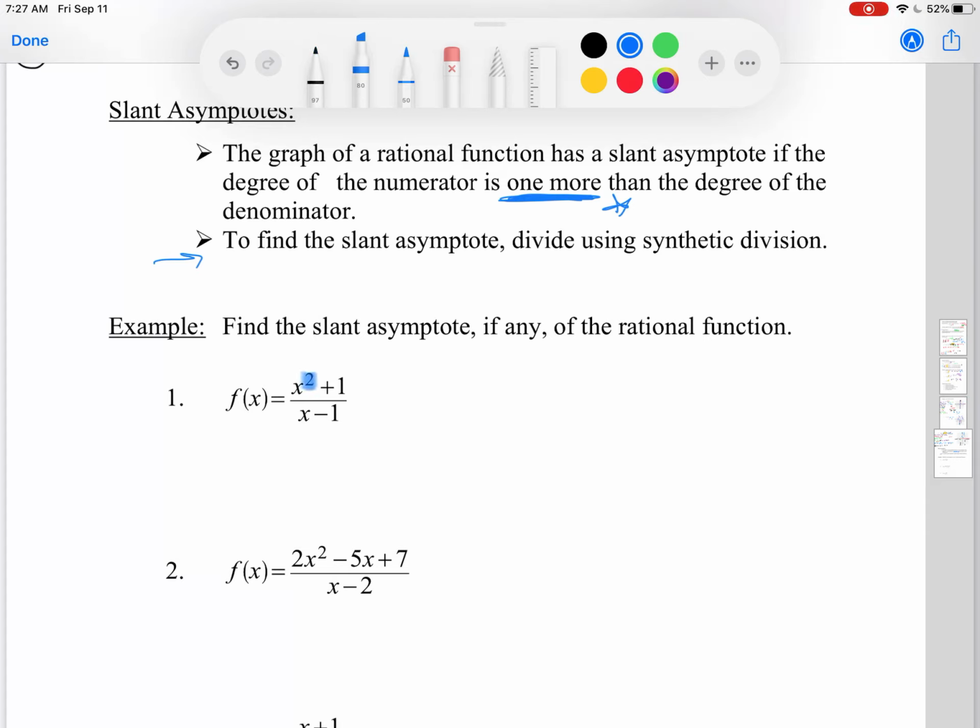So when I get started on question 1, I'm going to check the exponents. So I have a 2 up top and a 1 down below. If that were to actually be written in, that would be a 1. So I know that 2 is exactly 1 more than 1. So yes, there is a slant asymptote.